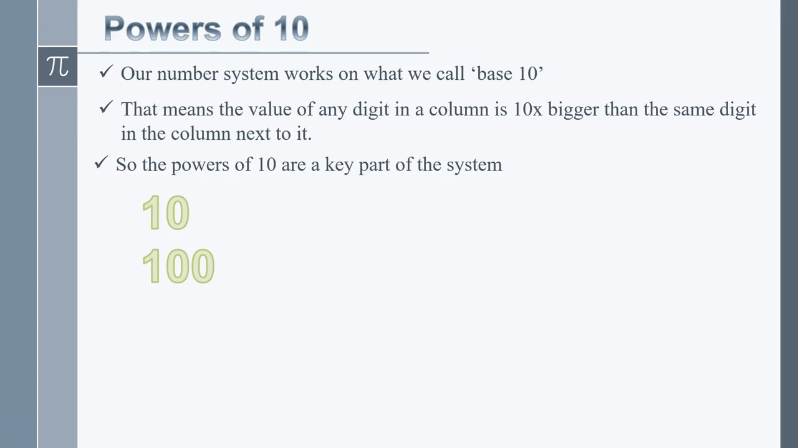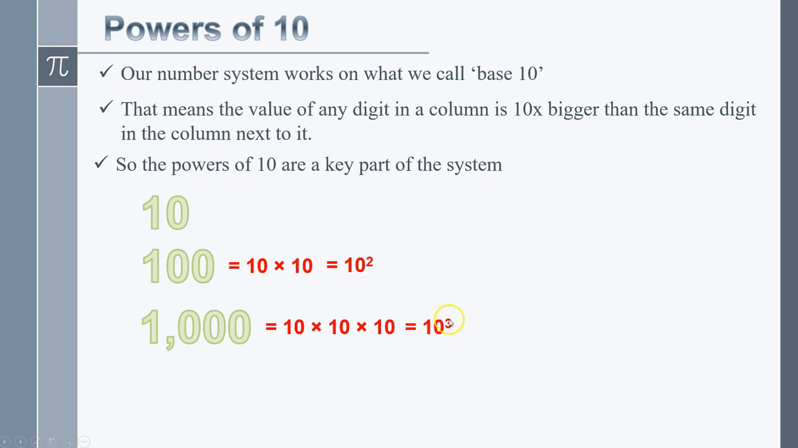And then you've got the next one, which is 100, which is 10 times 10, which I could write as 10 squared. Now, that 2 there, we say 10 squared, or 10 to the power of 2, simply means I've got two 10s being multiplied together. So that's 10 times 10, which is 10 to the power of 2. Times by 10 again, we get 1,000, 10 times 10 times 10, which is 10 to the power of 3.